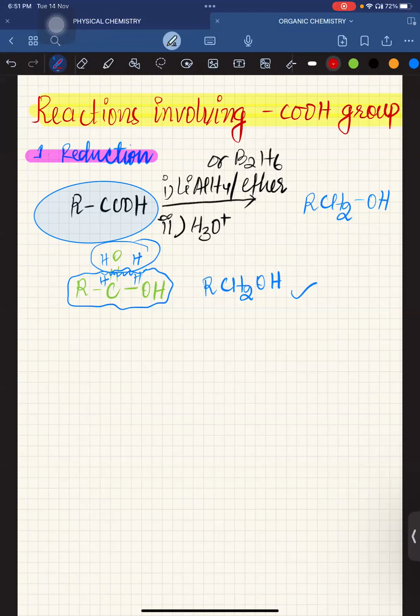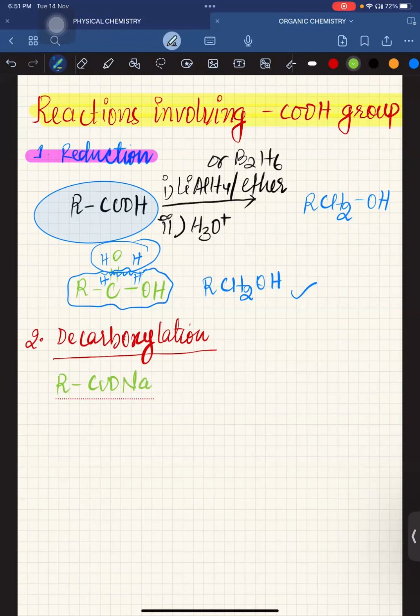The next reaction that I'm going to talk about, you have studied this in class 11th as well, decarboxylation. What is decarboxylation? Basically, elimination of Na2CO3 will take place. Now see what happens when you use not carboxylic acid but carboxylic acid salt. In carboxylic acid you have seen C double bond OH. If that H is replaced by a metal, that is called carboxylic acid salt.